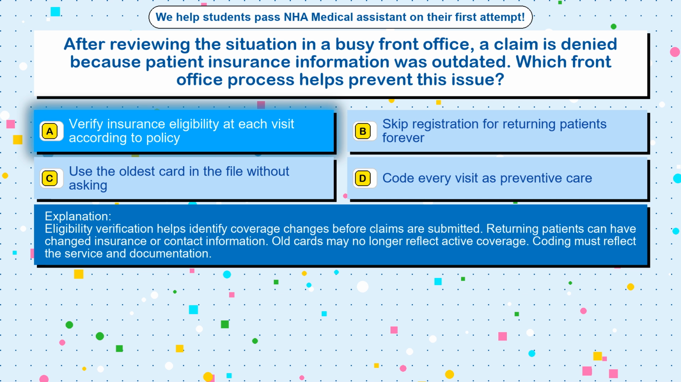Returning patients can have changed insurance or contact information. Old cards may no longer reflect active coverage. Coding must reflect the service and documentation.